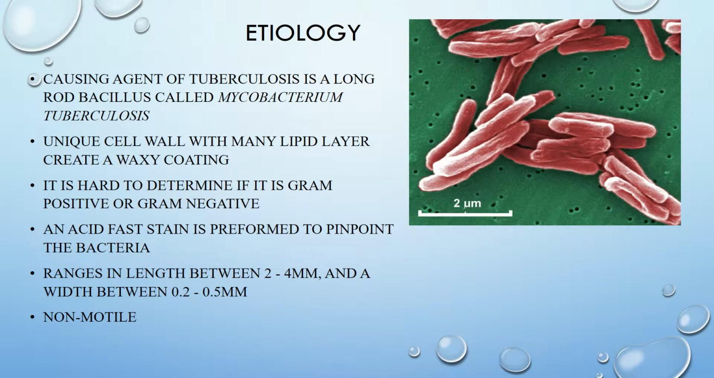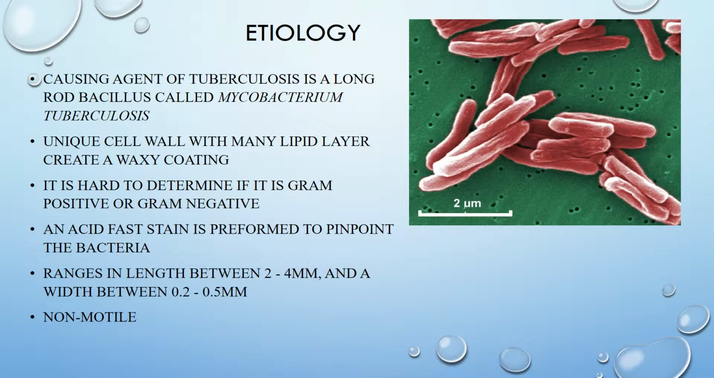The causing agent of tuberculosis is a long rod-shaped bacillus called Mycobacterium tuberculosis. It has a unique cell wall with many lipid layers, creating a waxy coating. This makes it impervious to the gram stain. Because it's so hard to use this test, an acid-fast stain test is performed to pinpoint the bacteria.